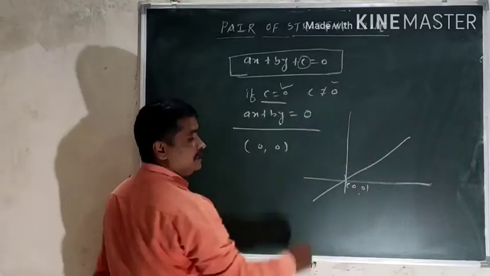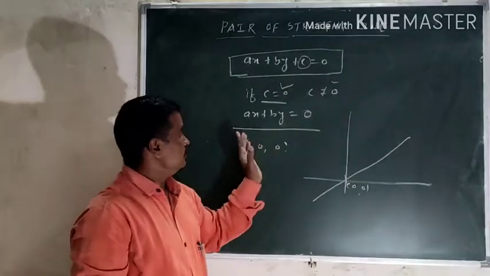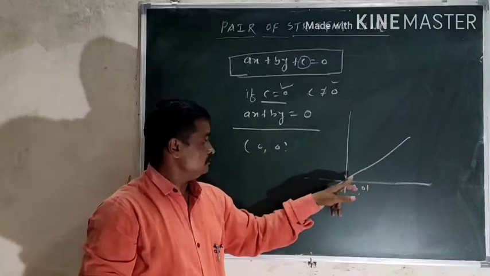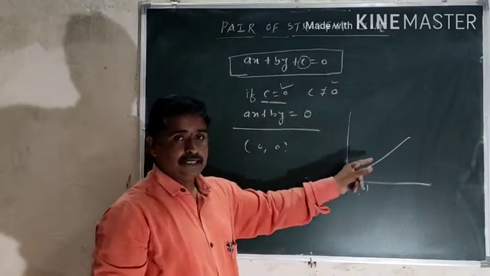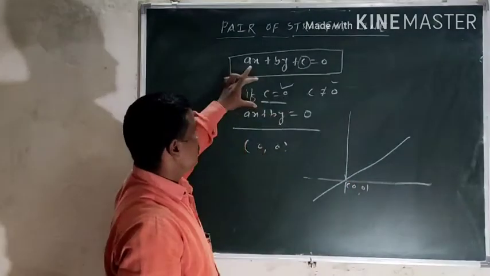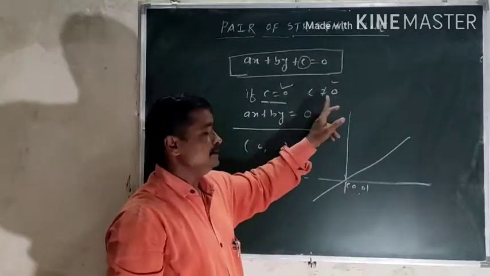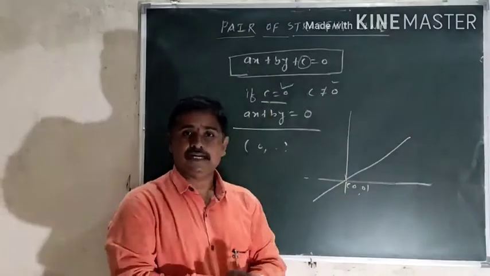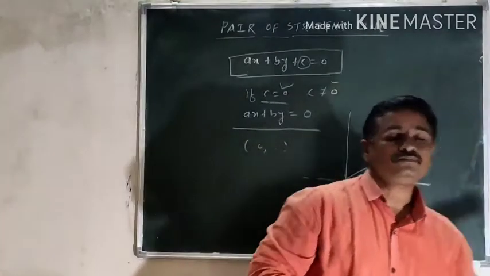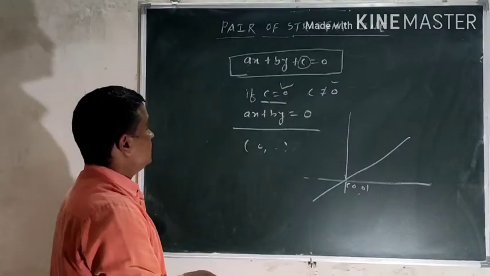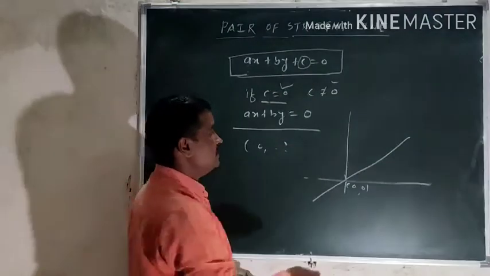Again, if c does not equal 0, then the line is not drawn from the origin, meaning the line does not pass through the origin. So there are two cases: if c equals 0, the line passes through origin, and if c is not equal to 0, the line does not pass through origin. Now in this chapter we are going to learn about more than one line, that means a pair of lines.